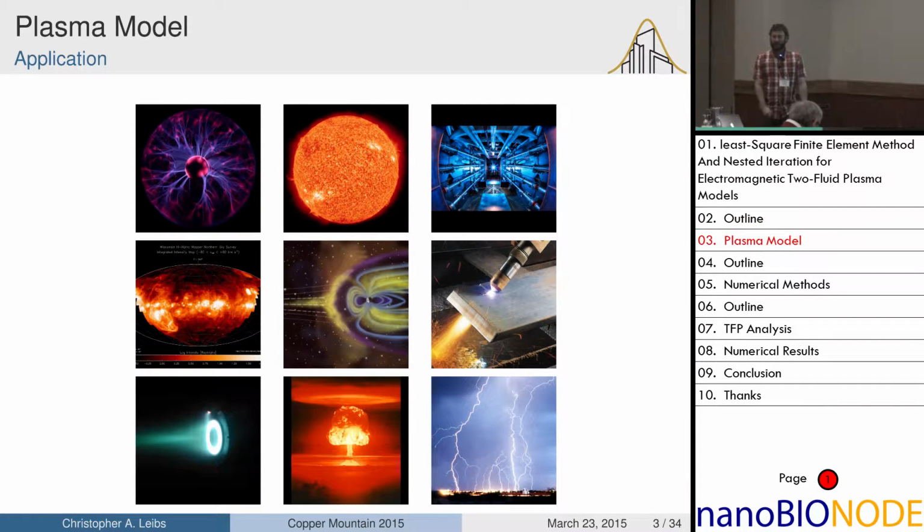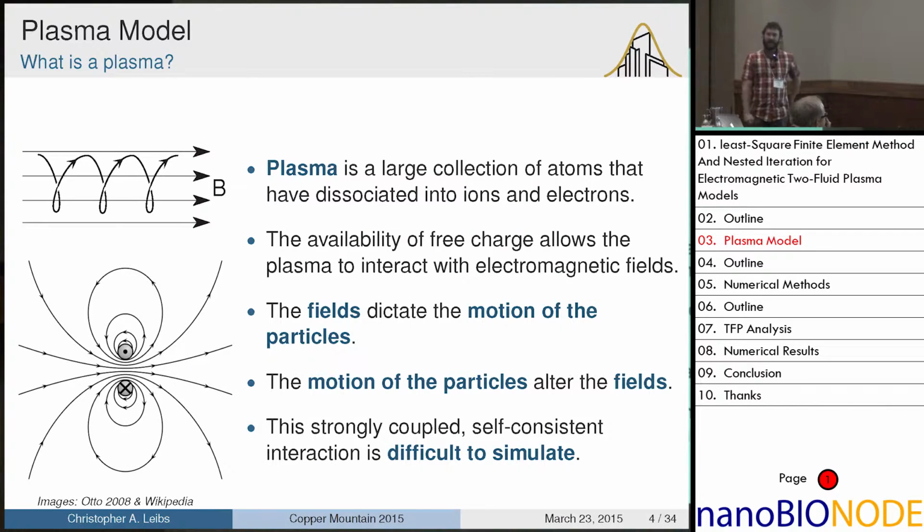So plasma models, there's a bunch of different applications for this. Here's everyone's favorite toy, right? Solar physics, fusion physics, manufacturing, thrusters, everything in between. There's lots of applications. So what exactly is a plasma?